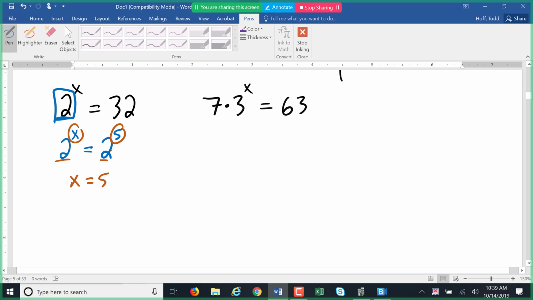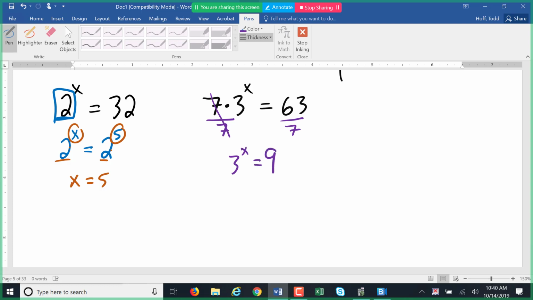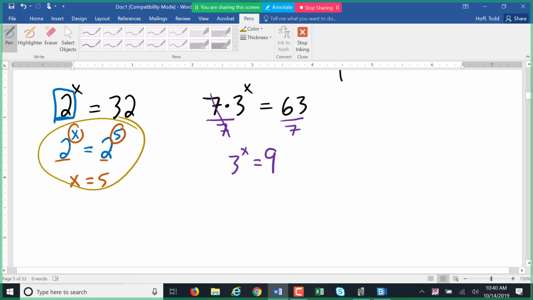Before we can work with that exponent, we have to isolate it. We have to get this part of the equation, the exponential, by itself. It's being multiplied by 7, so we're going to get rid of the 7 by dividing 7 by 7, giving us 3 to the power of x equals 9. Now that the exponential is by itself, again, we'll do what we did over here, by expressing the other side of the equation also with a base of 3. Well, 9 is equal to 3 squared. So the exponents have to be equal. X equals 2.